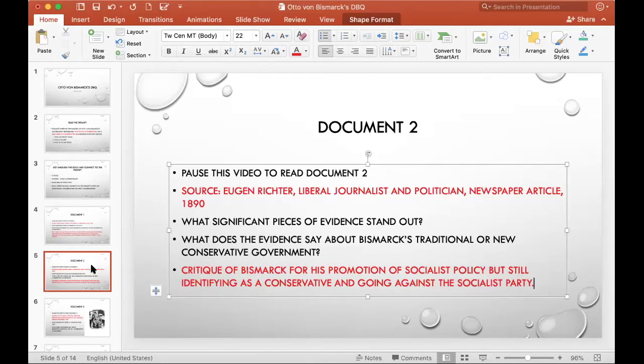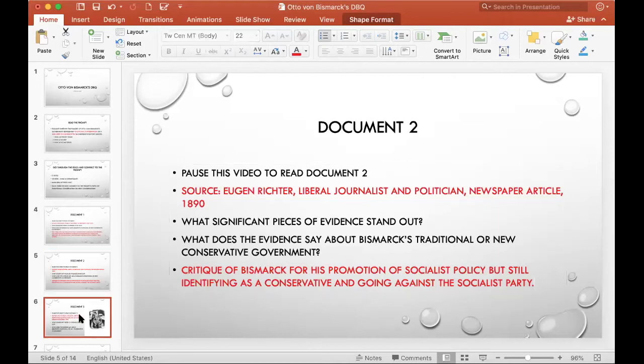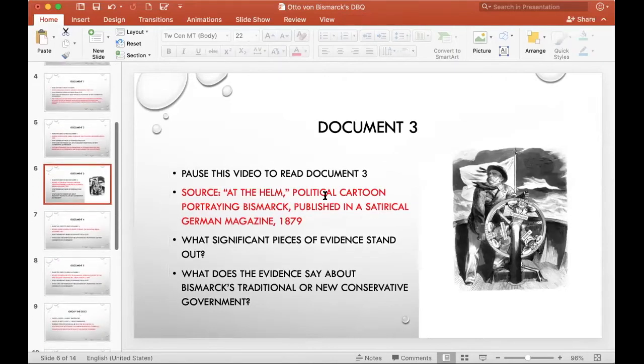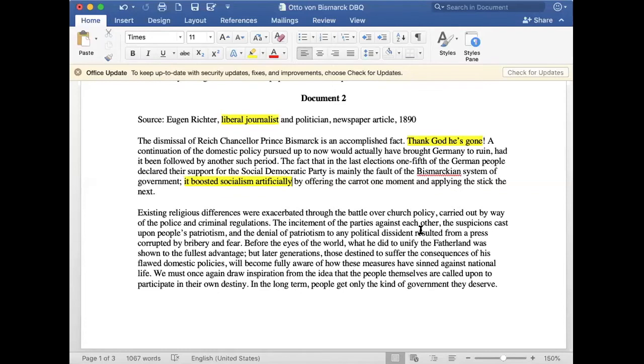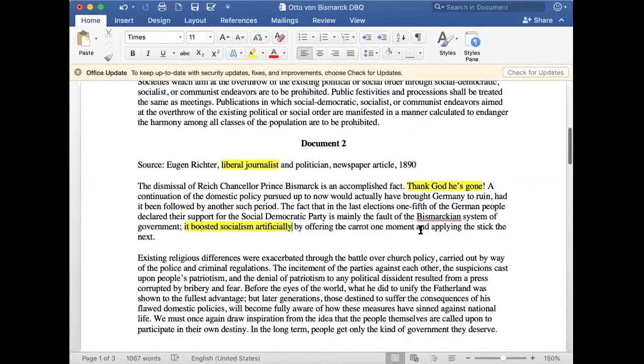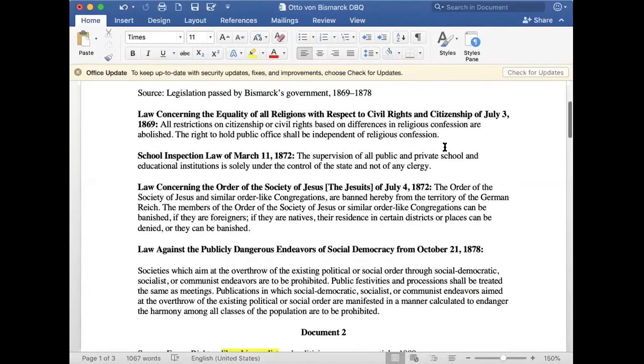Okay, so let's move on to document 3. Document 3 is this political cartoon. So political cartoons are my favorite. You need to be really careful when you analyze them though, and make sure you're looking at them really carefully. So for document 2, let me go back with document 1 and highlight some of the big things that stood out to me.